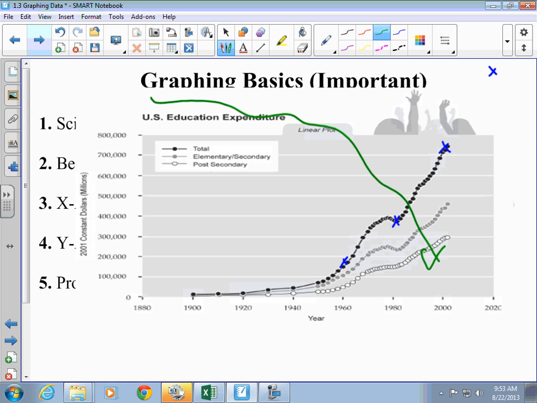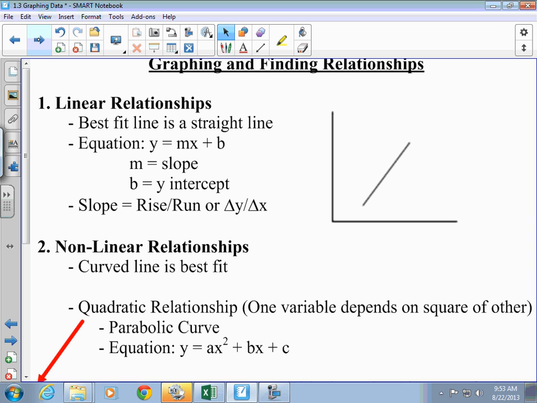So those are the 5 basic things for graphing. I'll show you how to do those when we go through Excel. And the last little bit of graphing information is, once you've established a graph, most of the time you're going to have a relationship. And there are 2 types of relationships. You have linear and nonlinear. And linear obviously means line, so it's a straight line relationship. You guys have worked with this in algebra.